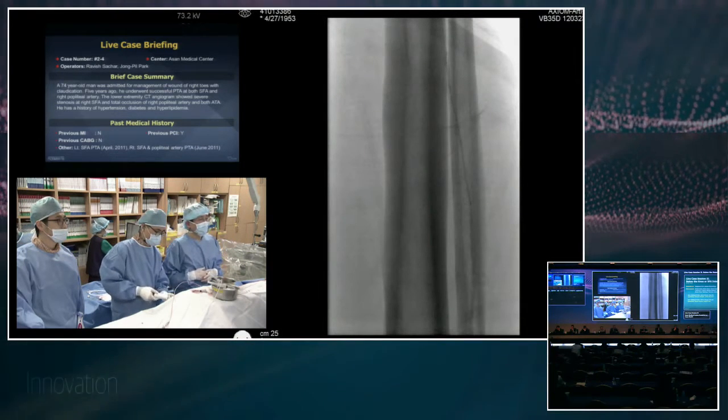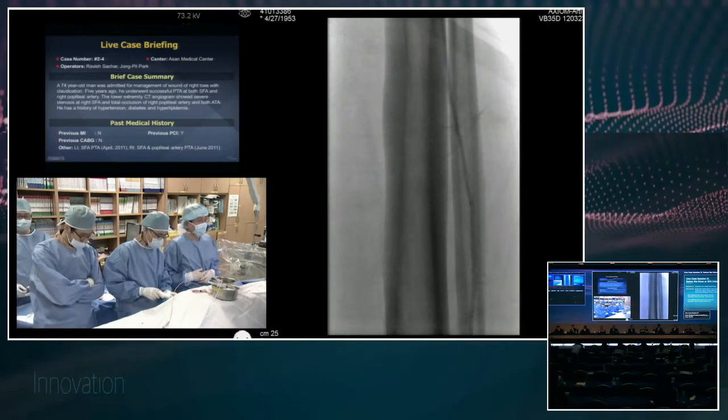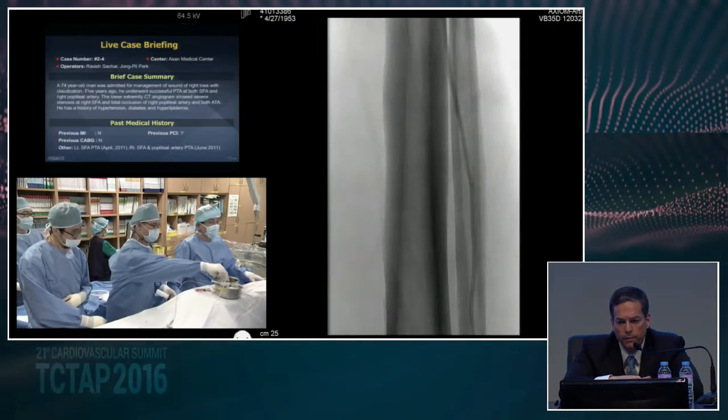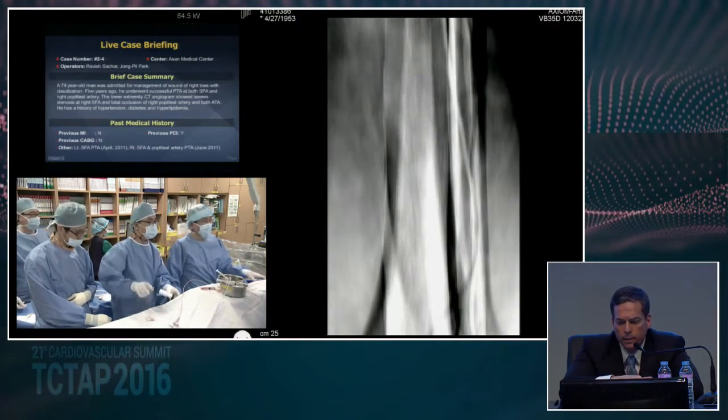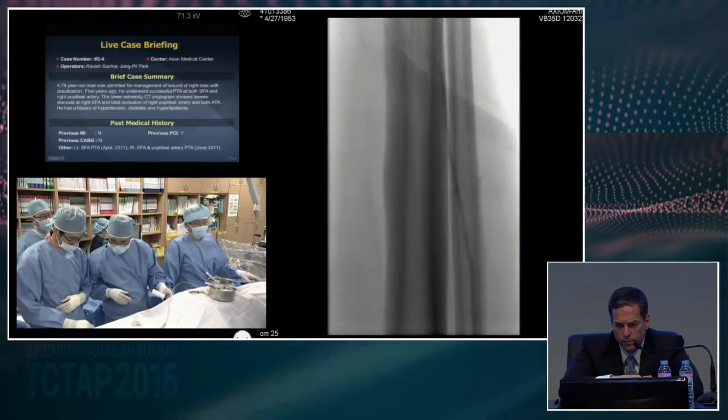I would tend to think that just from the angio, I see diffuse calcification throughout these arteries. So I think that this is a fairly heavily calcified artery in the ATA, PT, and the peroneal.